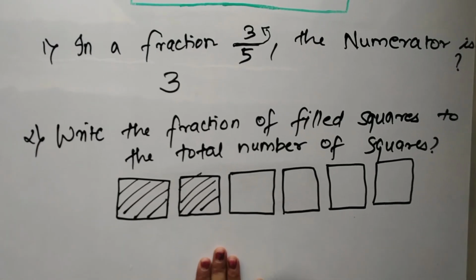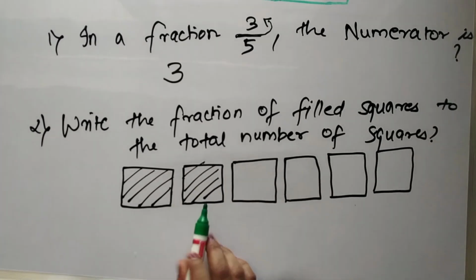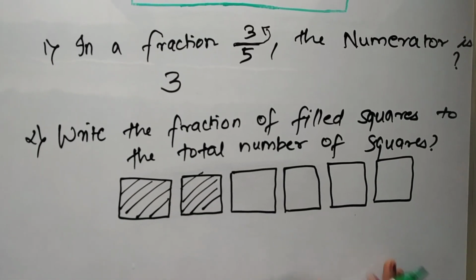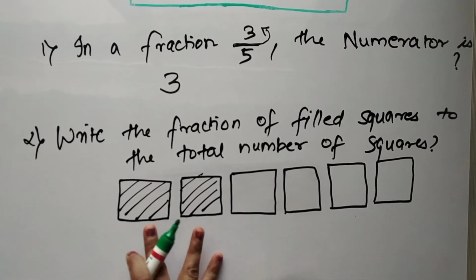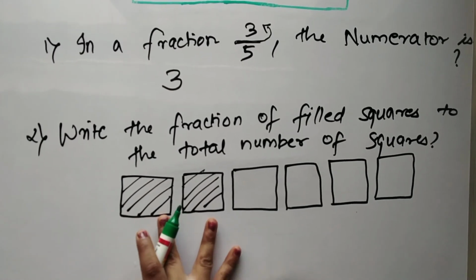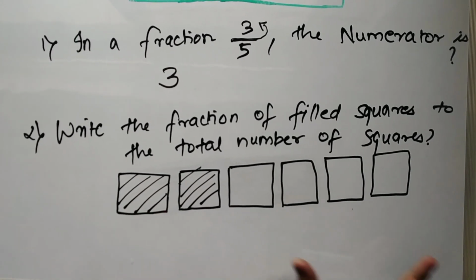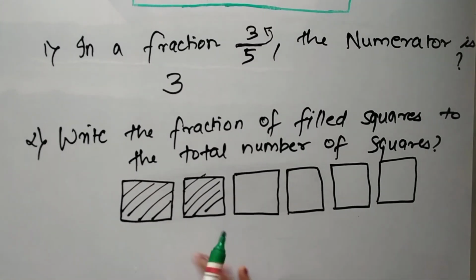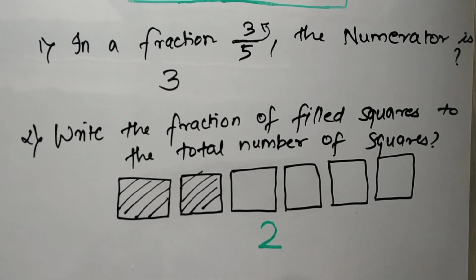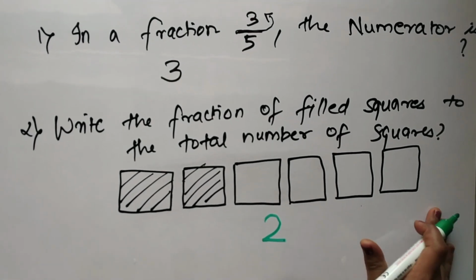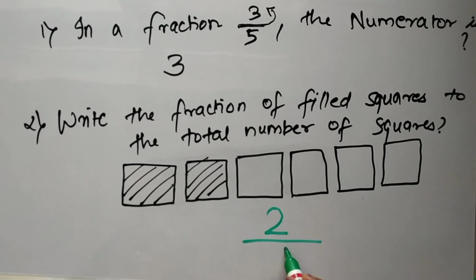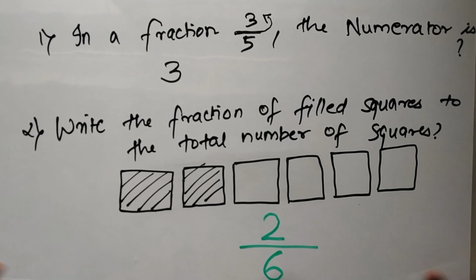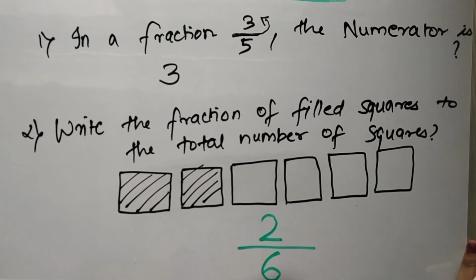As we can see here, the number of filled squares are 2, whereas the total number of squares are 6. As we learned earlier, we represent a fraction as number of shaded part or number of filled part to the total number of parts. So here the shaded part or the filled parts are 2. So 2 would be our numerator and the total number of squares here are 6. So 6 would be our denominator. I hope this much is very clear to everyone.